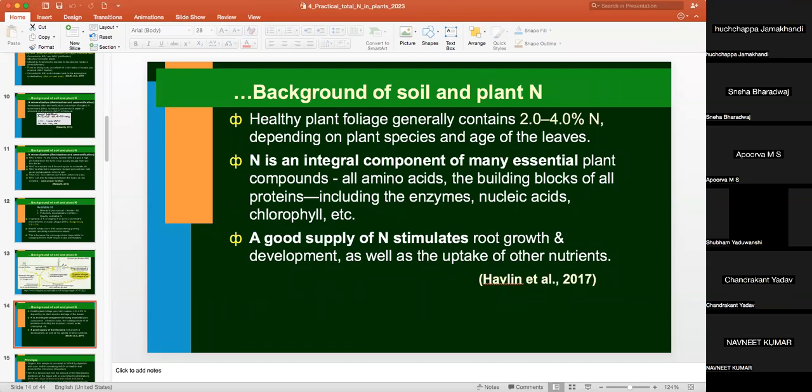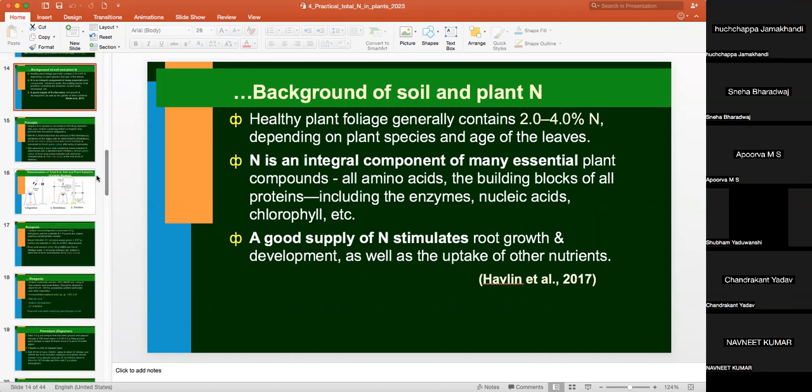Nitrogen, the role of nitrogen already discussed. It is part of essential compounds like amino acids, the building blocks of proteins, including enzymes, nucleic acid, and chlorophyll. A good supply stimulates root growth and development, as well as uptake of other nutrients. So nitrogen has many important roles.